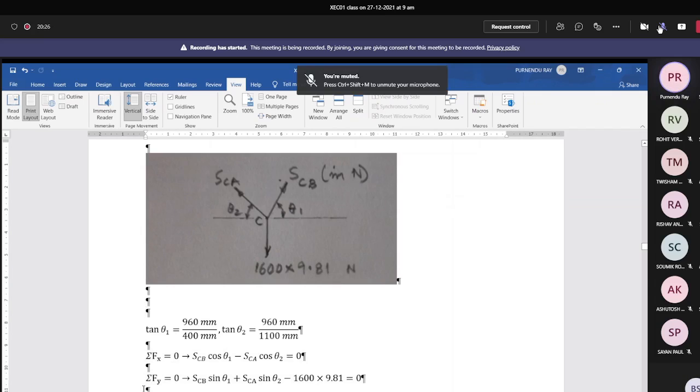Similarly, the algebraic summation of the components of all the forces in the y positive direction is SCB sine theta 1, this one, then SCA sine theta 2, this one, minus 1600 multiplied by 9.81, everything in Newton. So that's all. We solve this. We find these two values, SCB and SCA, that is the tension developed in the ropes CB and CA.